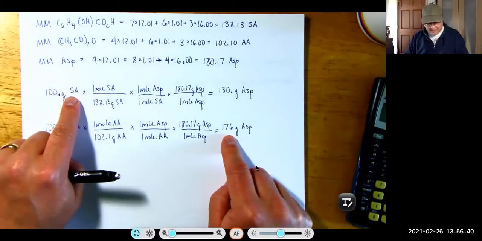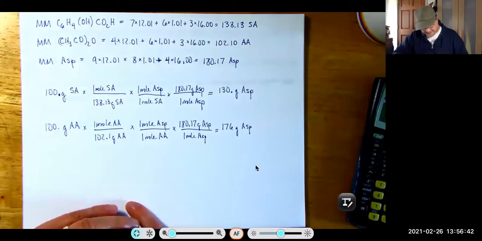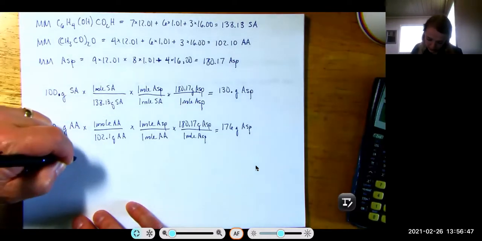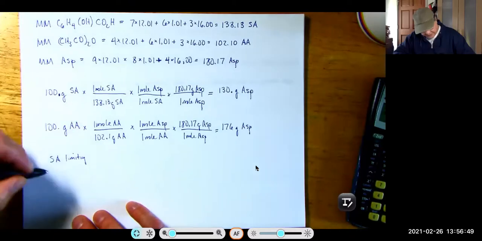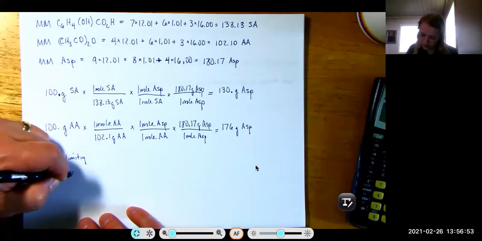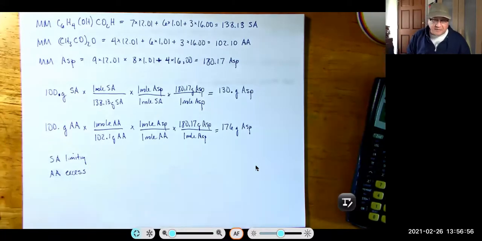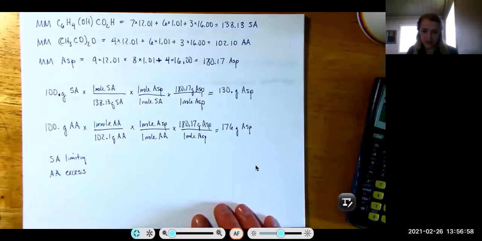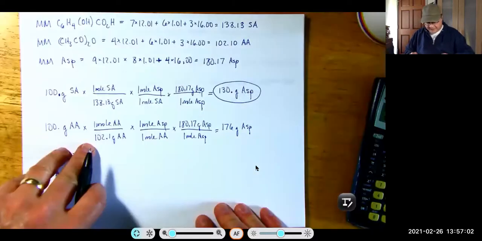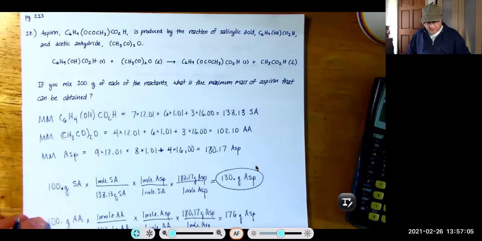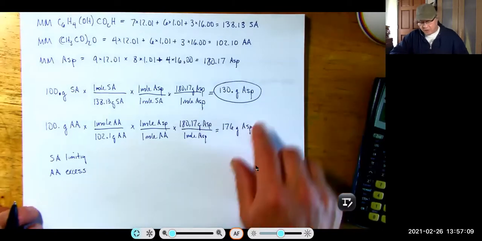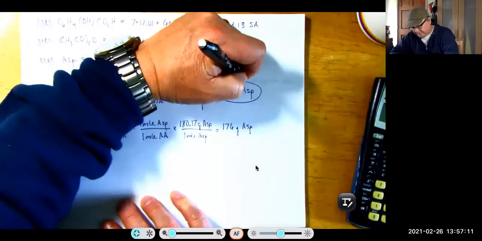Yes. So what does that mean about salicylic acid? It's the limiting reactant. So SA is limiting. And what does it tell us about AA? It'll be in excess. So which one do we use to determine the amount of aspirin we're going to make? It's going to be the SA. Right. So the maximum mass of aspirin that can be made is 130 grams. This is the maximum.